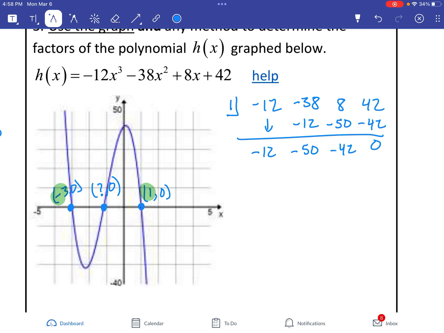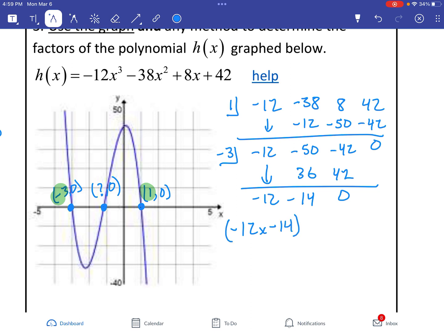All right, now I'm going to use my other term, which is negative 3, in the little box, and do the same thing. I'm going to drop the first number, which is negative 12, times negative 3 is positive 36. That's going to give me negative 14, times negative 3 is going to be positive 42, gives me 0. So my factors are negative 12x minus 14, x plus 3, and x minus 1. Notice my solutions become factors, and I change the signs. And this is my answer.